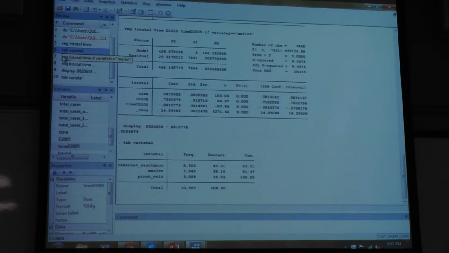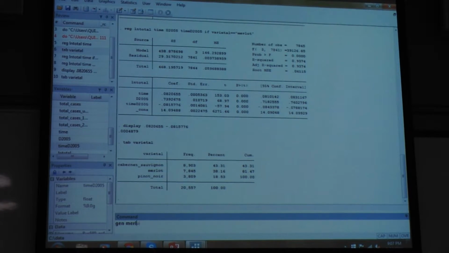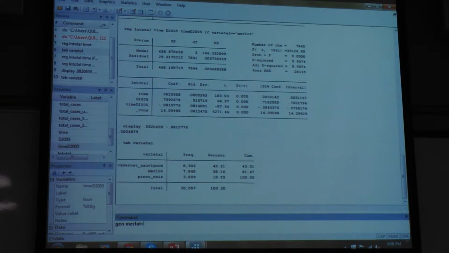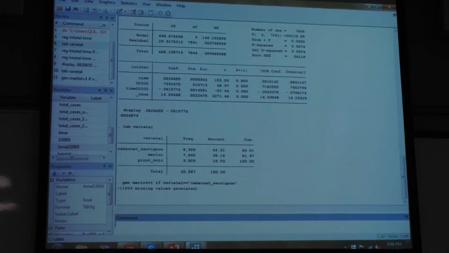All right, so what do we need? We need a treatment variable. Our treatment is Merlot, so we're going to generate a Merlot variable. Generate Merlot equals 1 if what is true? Right, or, yeah, all right, you should have a new variable in here called Merlot.